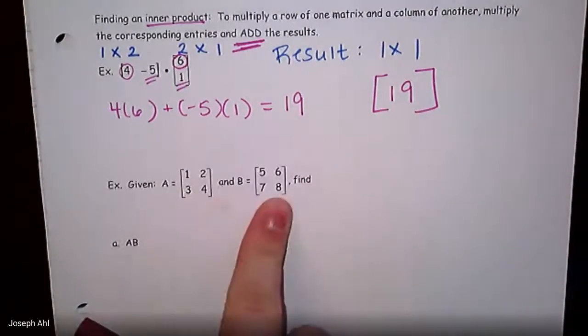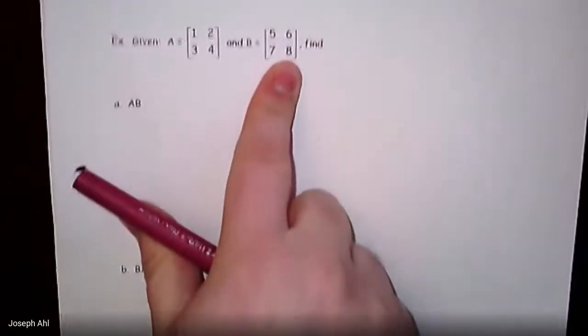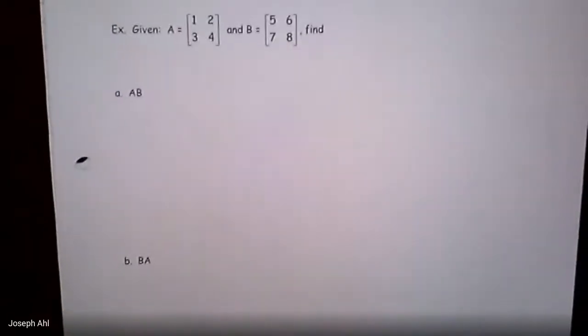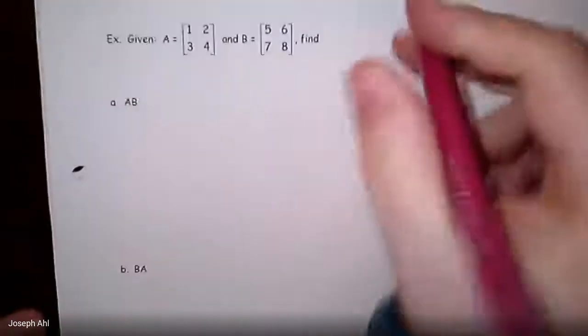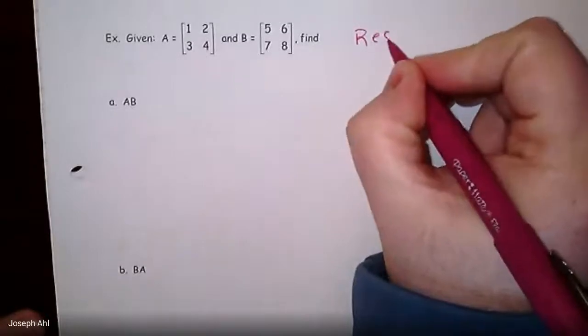Let's see what that would translate to and look like if we do A times B. So matrix A times matrix B, these are both 2 by 2s, which actually means that the result will also be a 2 by 2.